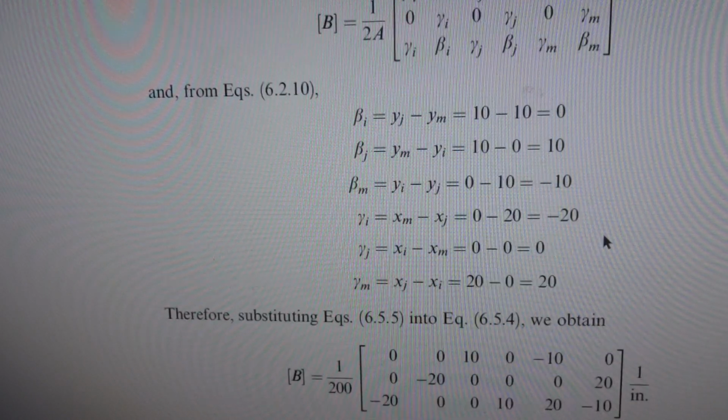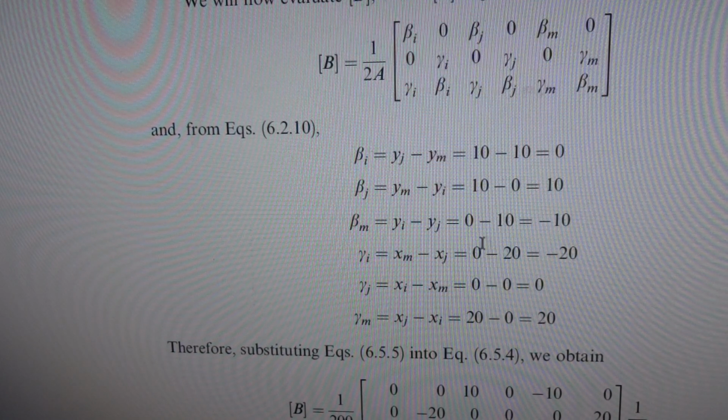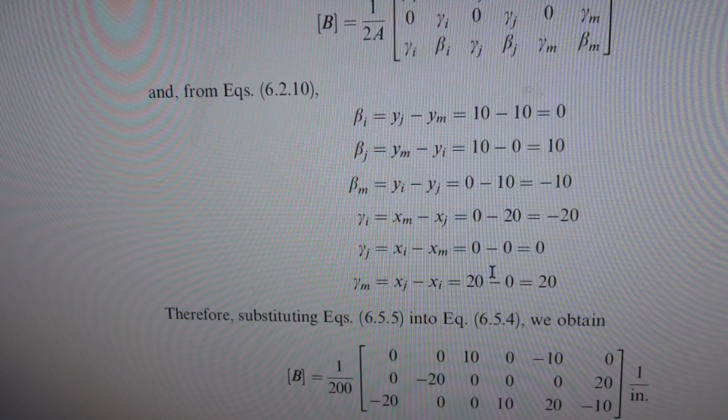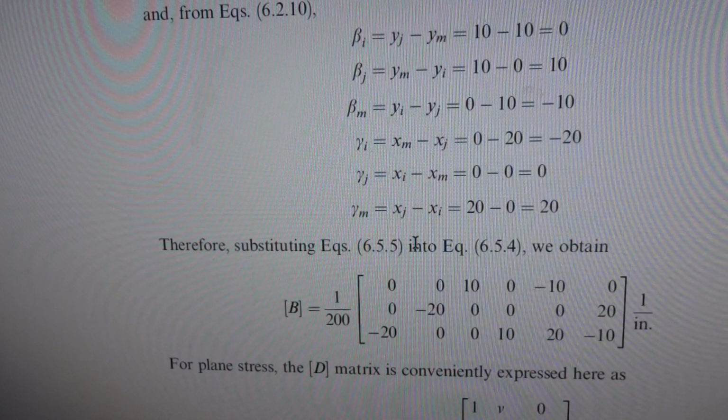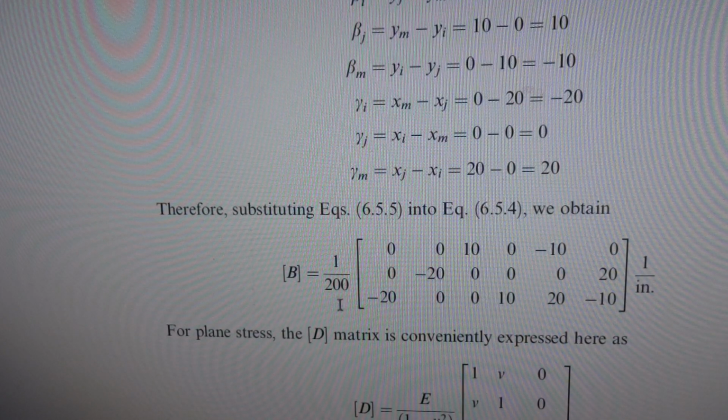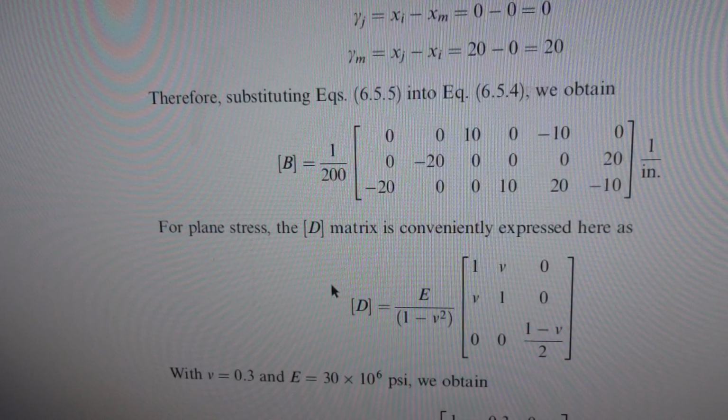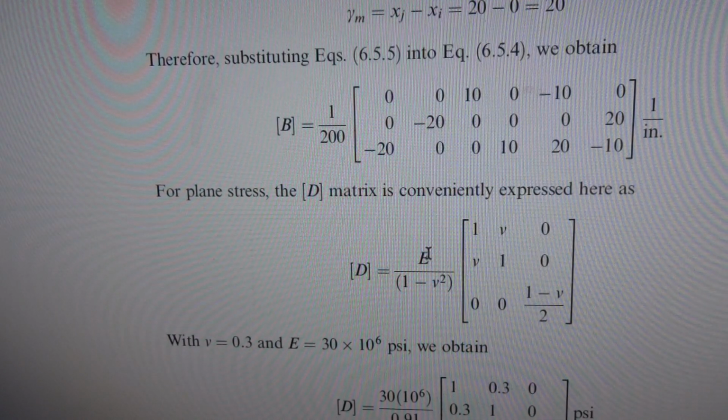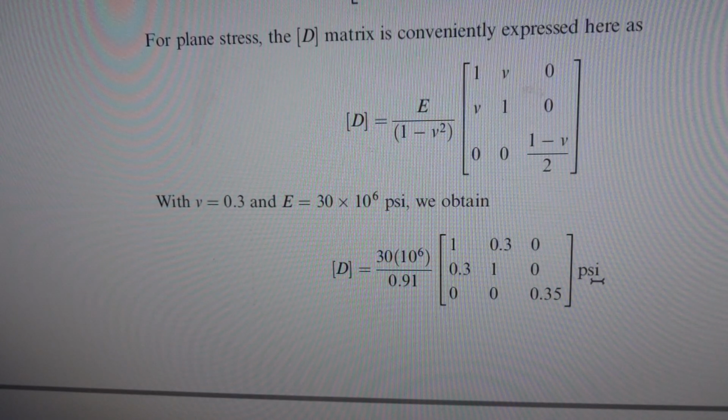I can show you this page. If you feel any problem, you can see this page, but you have to derive it yourself. You have already studied the theory, and according to the theory you have to derive this. And the D matrix for plane stress, you know, is E by 1 minus nu squared, times the matrix 1, nu, 0; nu, 1, 0; 0, 0, (1 minus nu) by 2. So substitute nu equal to 0.3 and E equal to 30 into 10 power 6, and you will get the value of D.